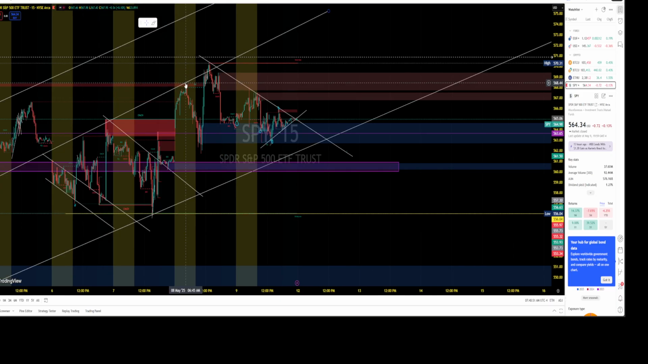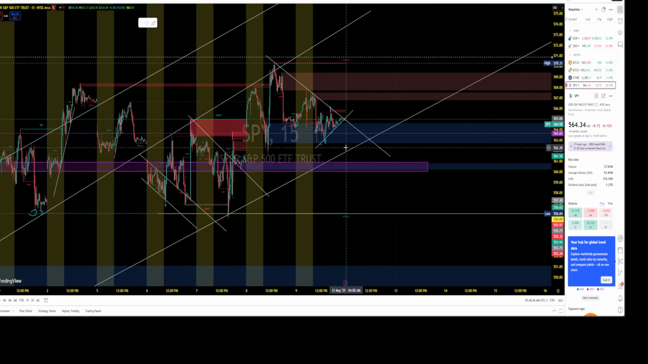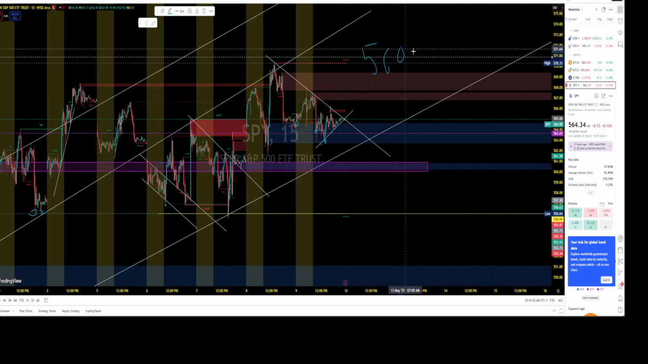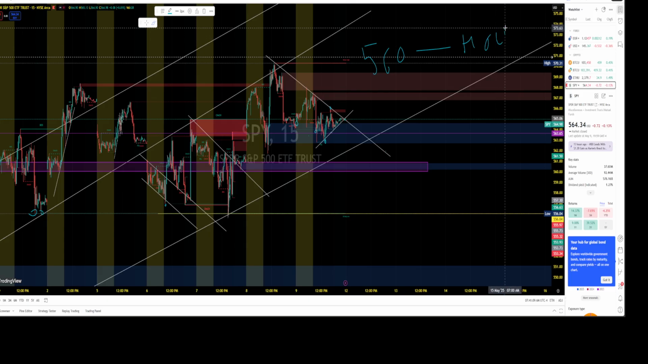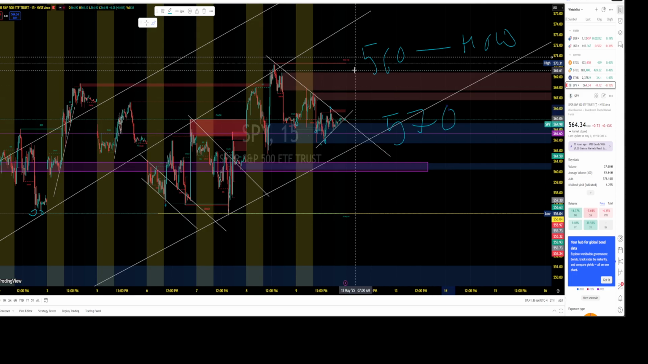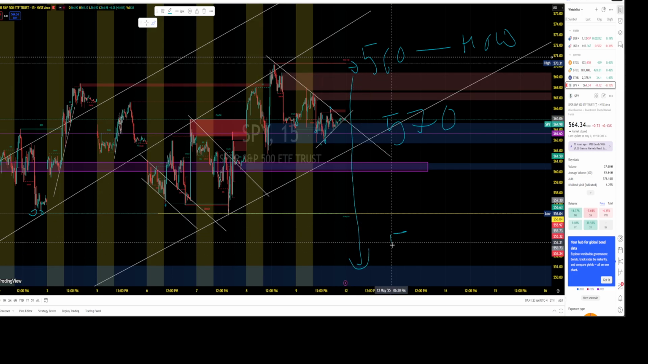But yes, for Monday, the levels would be 562, and 560 is the support. Let me write one more time. 560 support. If it holds, then we can see 570. If 560 breaks, we can see all the way down to 550.